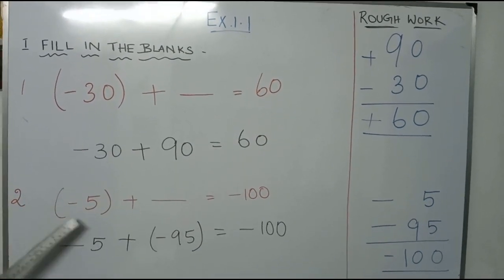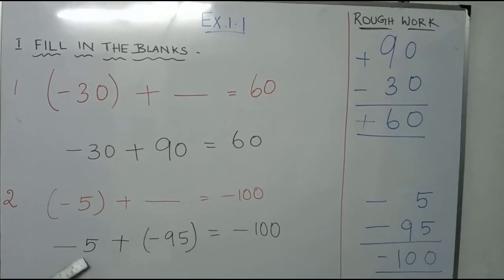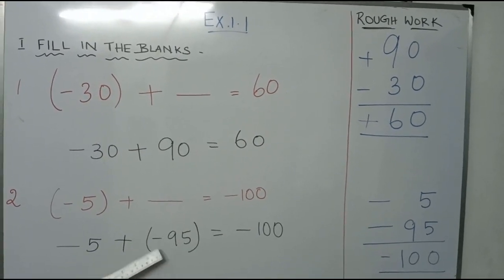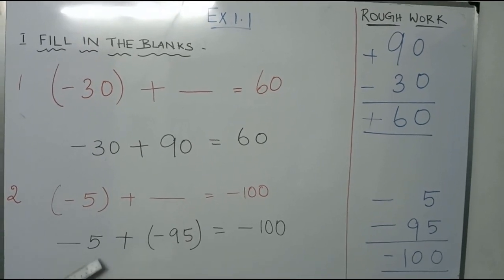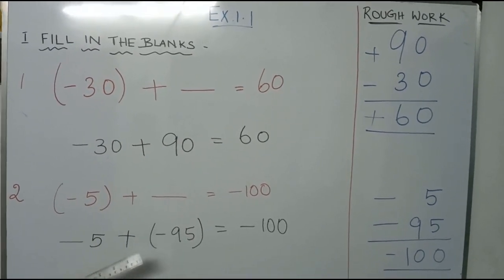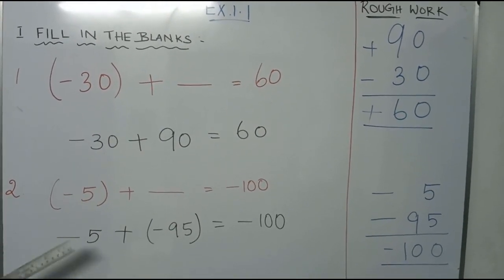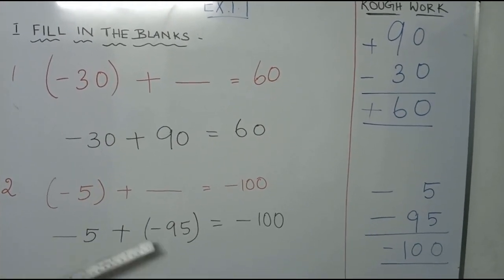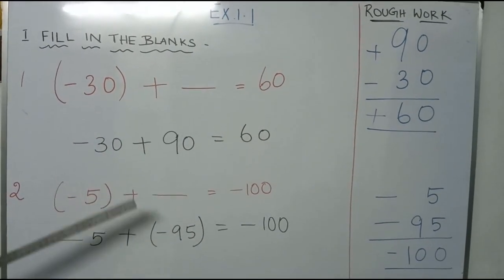Second sum. -5 + blank is equal to -100. -5 plus -95 is equal to -100. Here both are negative. Two or more negative numbers means you have to add and put your minus sign in front of the number. -5, -95, add these two, you will get -100. If you want, check the rough work.